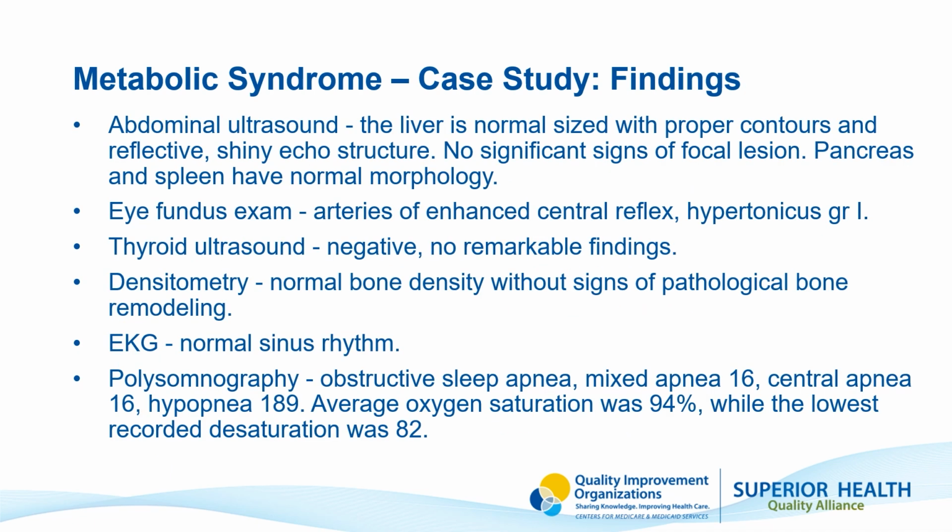So on the ultrasound, the liver is normal size, which is great, and the spleen is okay. He does have a little bit of enhanced reflex, which I'm leaning towards glaucoma there. His thyroid looks good, bones look good, his EKG looks great, but look at his sleep study results. He has sleep apnea, which is a major risk for stroke. And he has all of these other things going on with diabetes, some chronic diseases, metabolic syndrome for sure.